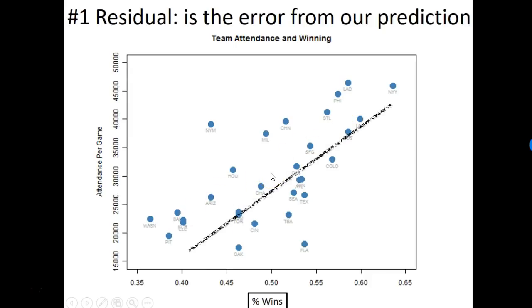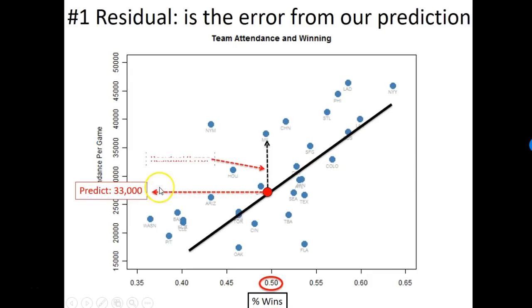So let's throw a trend line in. Is this the right one? Well, to do that, we're going to need to measure residuals. So let's figure out how to find the residual. What we do is let's just look at 50% wins. At 50%, our trend line predicts that 33,000 people will attend. Does that really happen? Well, our data point right here says not exactly. What really happens is way up here.